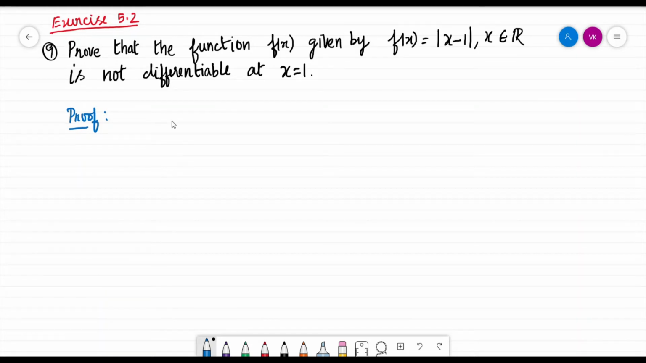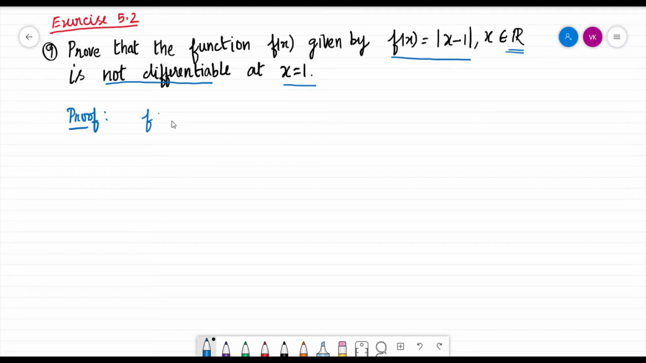Dear children, now let's discuss the ninth question from exercise 5.2. We are asked to prove that f of x is equal to modulus x minus 1, whose domain is the set of all real numbers, is not differentiable at x is equal to 1 by the definition of derivative.